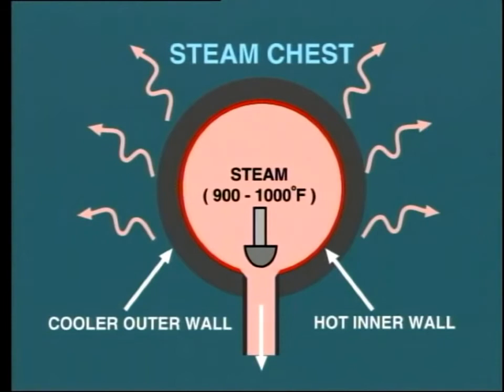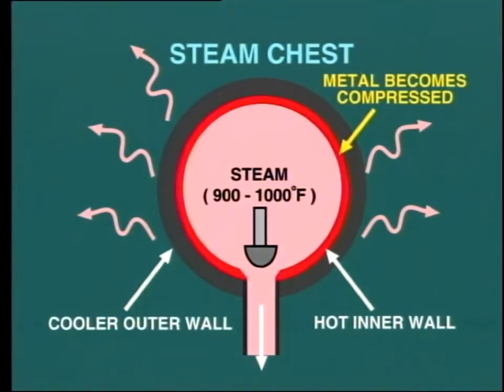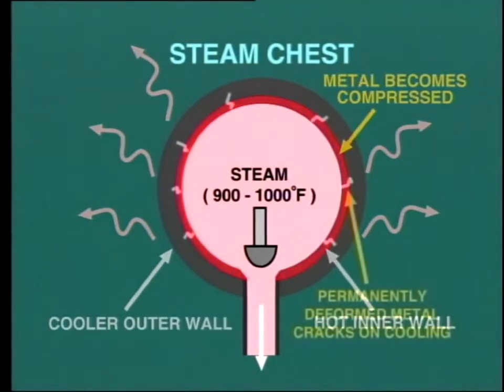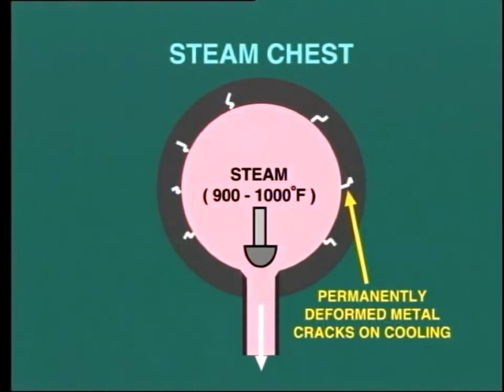For example, as the inner surface tries to expand, but is restricted by the outer surface, the metal becomes compressed and may well exceed its yield point and become permanently deformed. The consequence of this is that when the steam chest cools down with the turbine offload, the metal does not return to its original state and cracks appear on this inner surface. So it is extremely important when heating steam pipework, the steam chest, and the turbine itself, to make sure that we do not try to add heat too quickly.